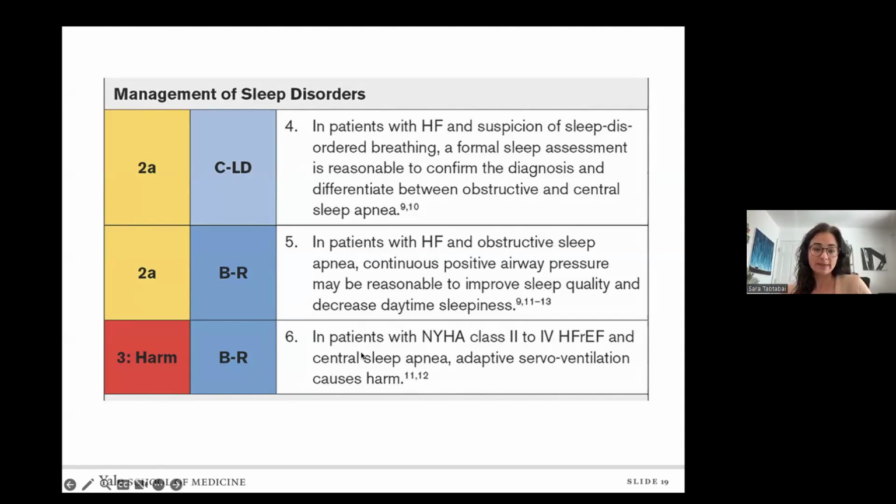There is that harm, and this is in the guidelines, that in patients with New York Heart Association 2 to 4, HFrEF, and central sleep apnea, adaptive servoventilation can cause harm. So we're really looking at positive pressure ventilation.